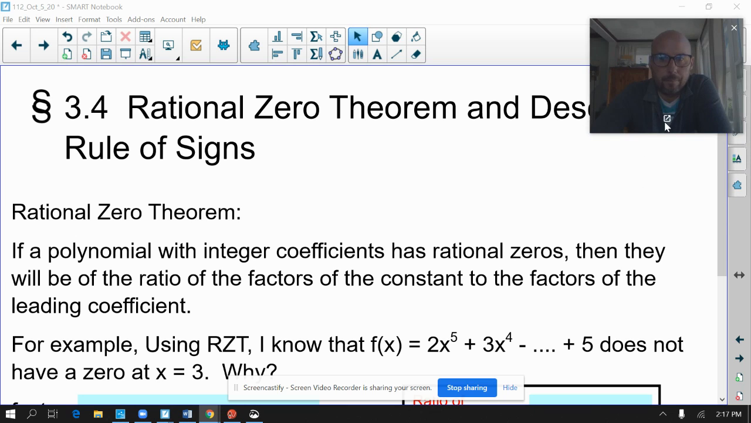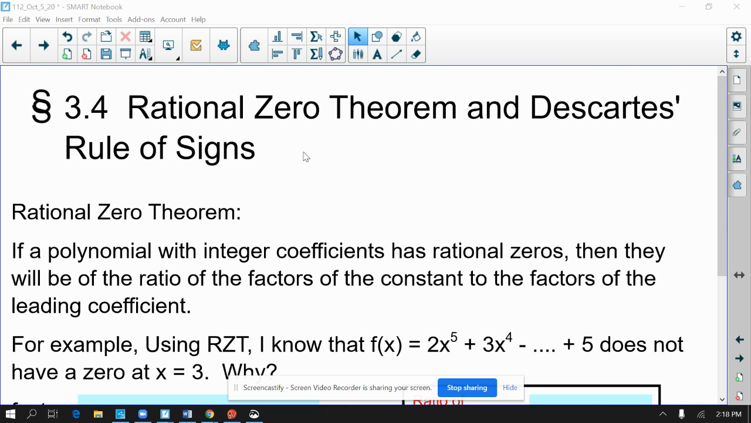Hello, everybody. So this is section 3.4, and the homework assignment is relatively short. I think it's about 15 problems, but it is on MyMathLab. And the main focus here are two things: the rational zero theorem and something called Descartes' rule of signs. And they both help us understand a little bit more about polynomials.